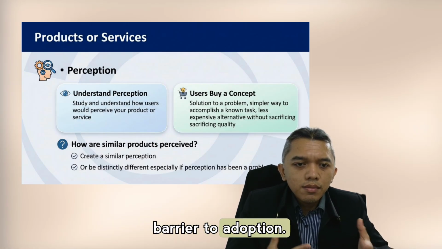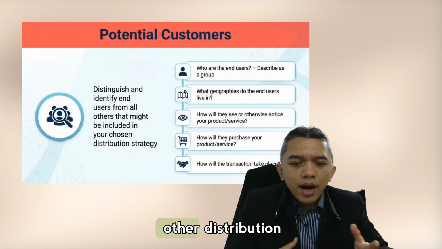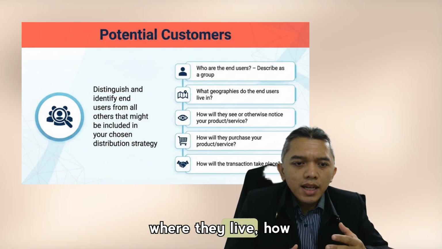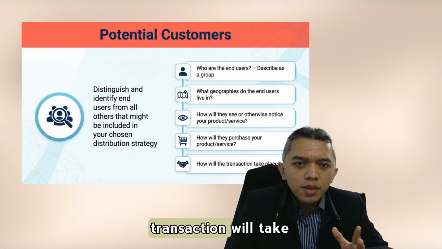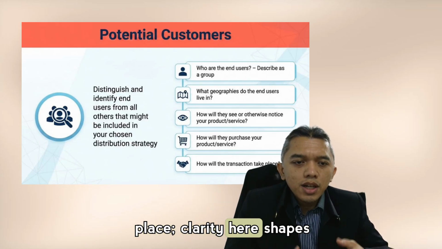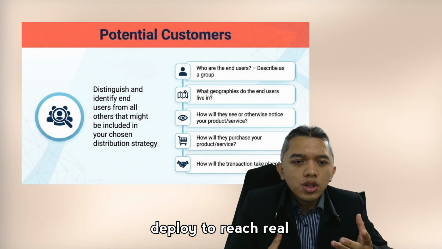Identifying potential customers means separating end users from other distribution contacts and answering where they live, how they'll notice your product, how they will buy it, and how the transaction will take place. Clarity here shapes distribution strategy and the communications you deploy to reach real buyers.